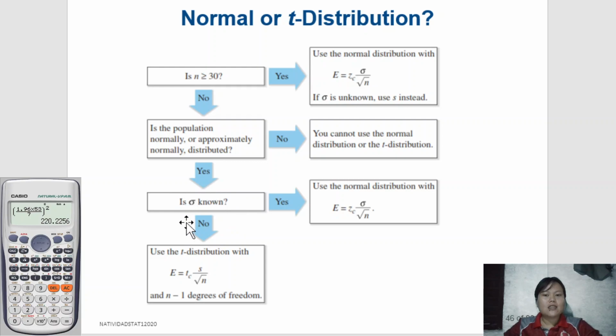Okay, next, identify the population standard deviation. So if in case known siya, ito yung formula na gagamitin nyo. If in case hindi siya known, okay, so ito yung formula na gagamitin nyo, with n minus 1 degrees of freedom.